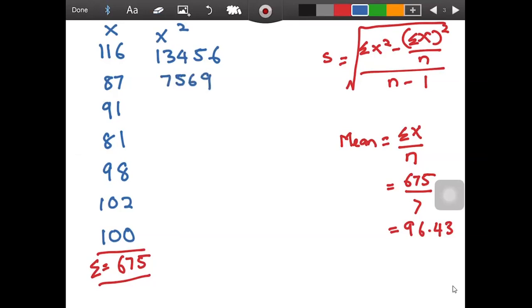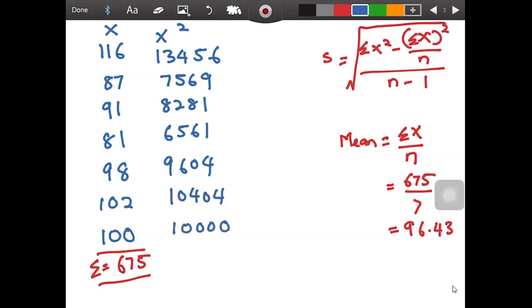Then 7569, 8281, 6561, 9604, 10404, and this will be 10,000. Okay, so this is your x square.